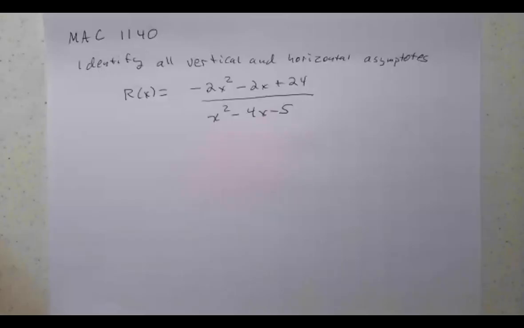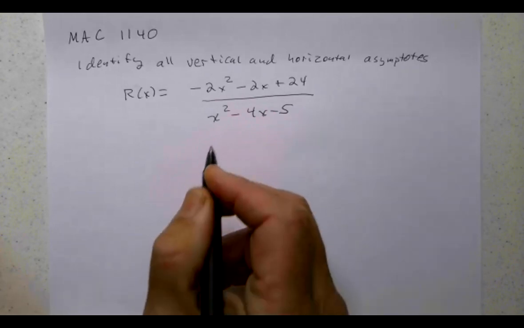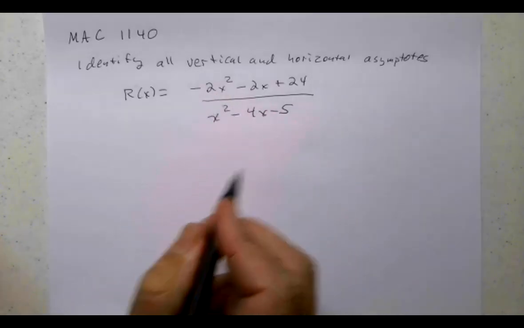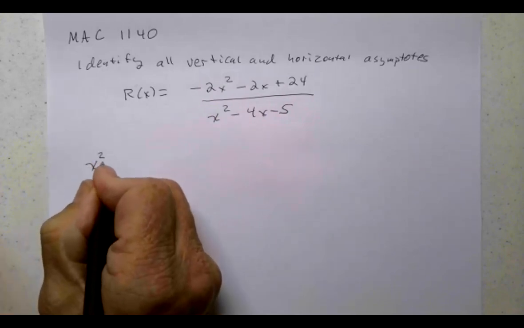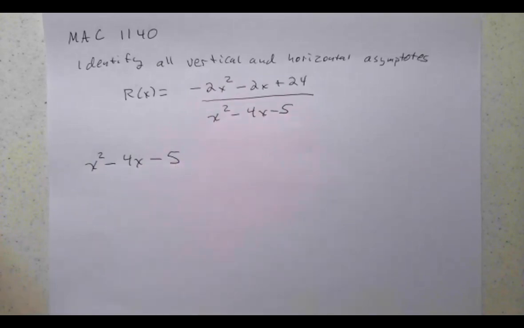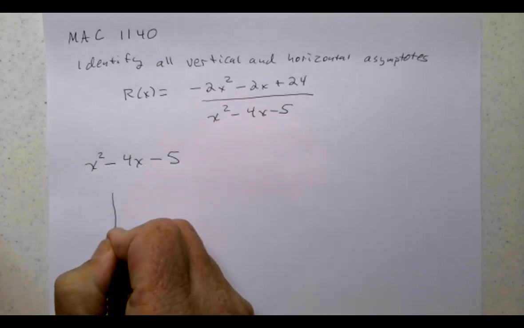So we want to identify vertical and horizontal asymptotes for this rational function. So what I want to do is factor the numerator and the denominator. Let's look at the bottom first. x squared minus 4x minus 5.